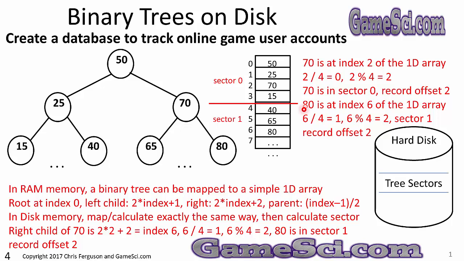Look at 80. 80 is at index 6 of the 1D array. 80 would map to slot 6 of the 1D array. Well, 6 divided by 4 equals 1, so 80 should be in sector 1. 6 modulus 4 equals 2. So there's 80 in sector 1 at record offset 2. Each sector has a record 0, a record 1, and a record 2, and there's 80 in record 2.